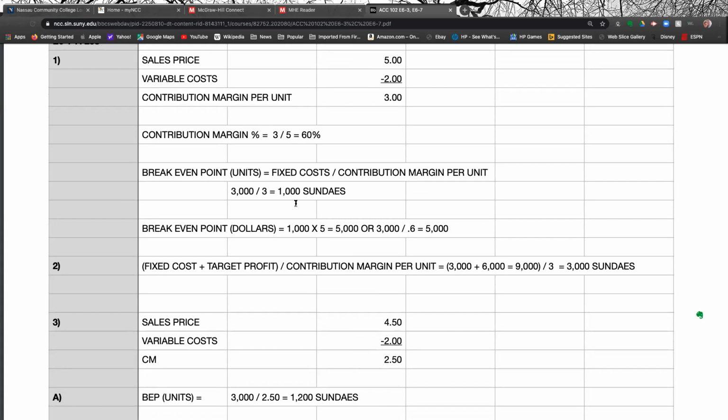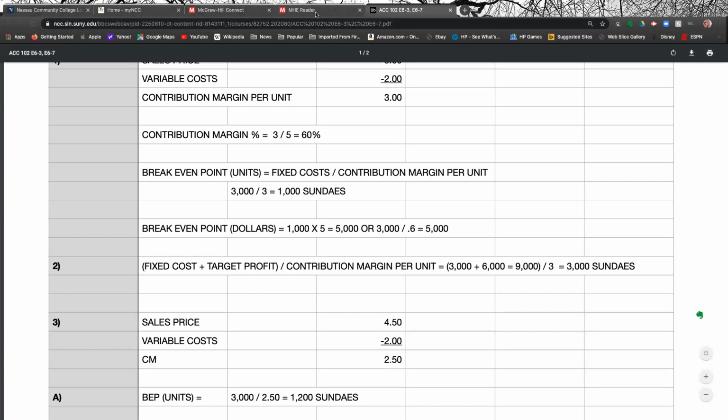Now, what about dollars? How many sales dollars do I need to generate to break even? Two ways I could do it. I could take 1,000 sundaes times $5 is $5,000, or I could take fixed cost divided by contribution margin ratio, 3,000 divided by 0.6, 60% is 0.6. That comes out to $5,000, right? So this is probably a little bit easier to do, but you may see a problem one day where you don't know this, so you may have to resort to this.